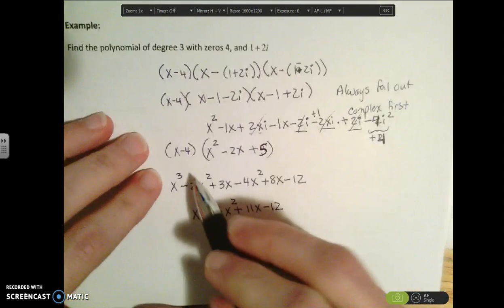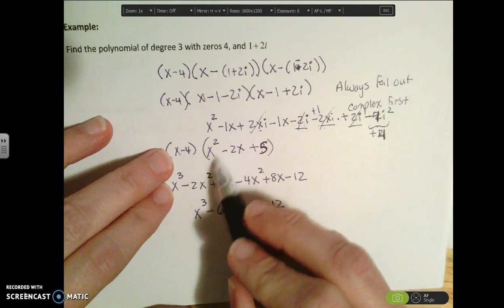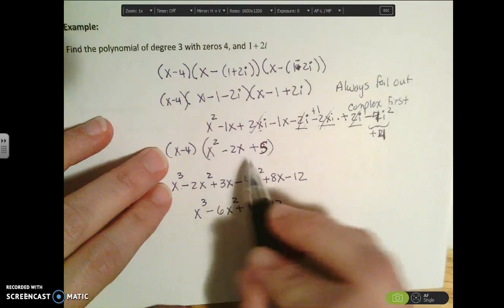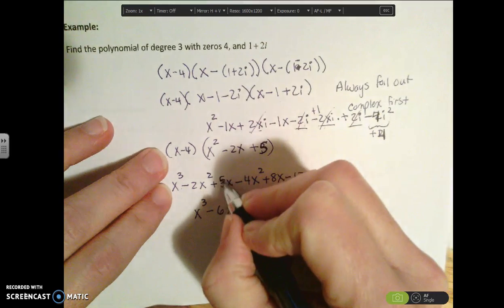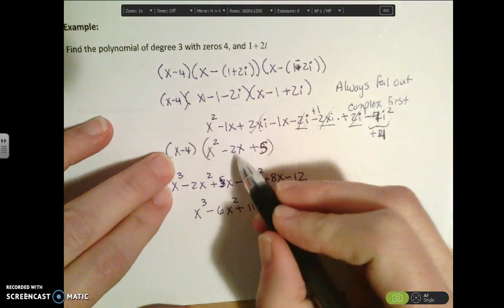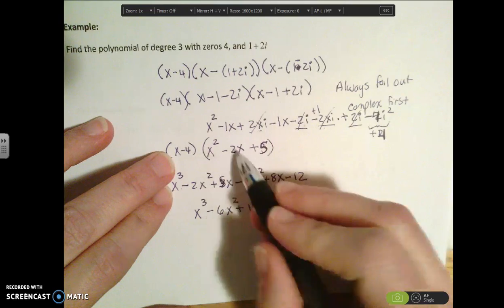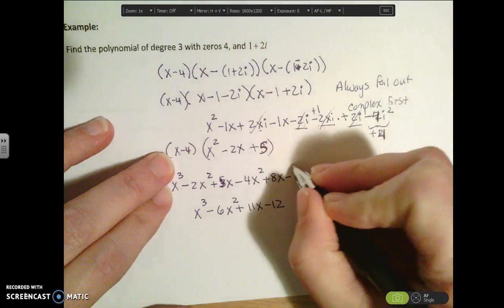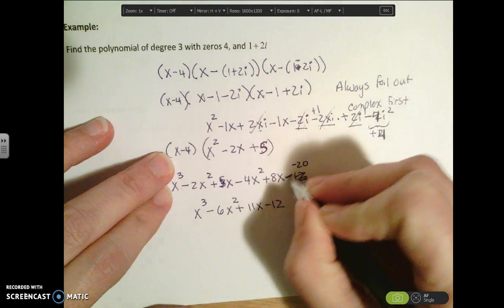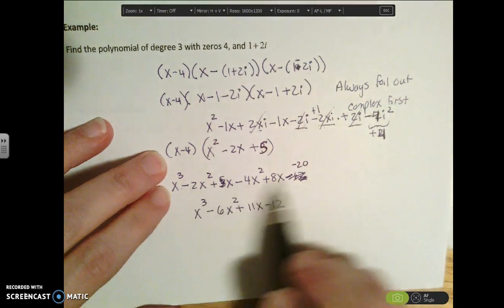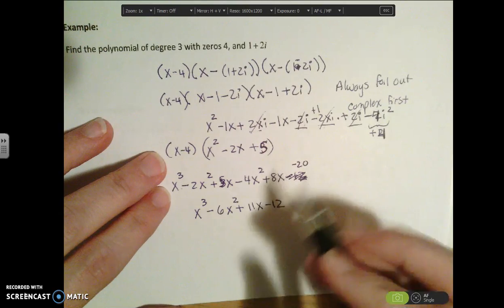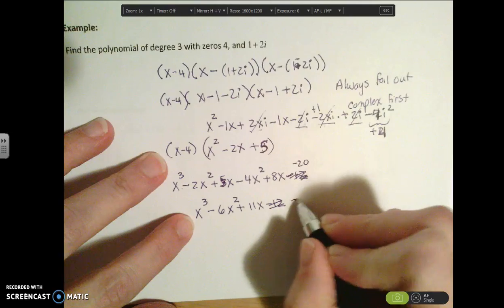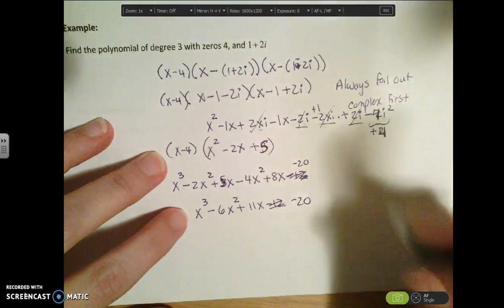And now I'm going to FOIL this out again. So I'm going to get x cubed, and I'm going to get minus 2x squared. This should be 5x now. And then I'm going to get -4x squared, I'm going to get 8x, and I'm going to get -20. And then one last step is to combine all my like terms, and I will end up with a -20 here instead of a -12. So I hope this helps.